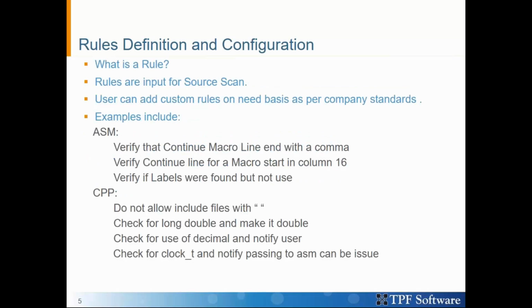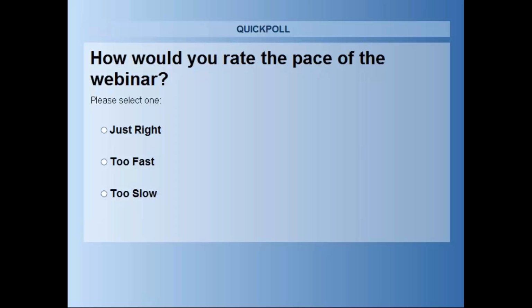Having said that, a rule is the main input which this tool operates on. The SourceScan tool takes these rules as input, operates on the requested source code, and gives the outputs in the zTPFGI tab. So a rule could be written for both ASM as well as CPP files. Now these rules could be either implicit rules or customized rules.